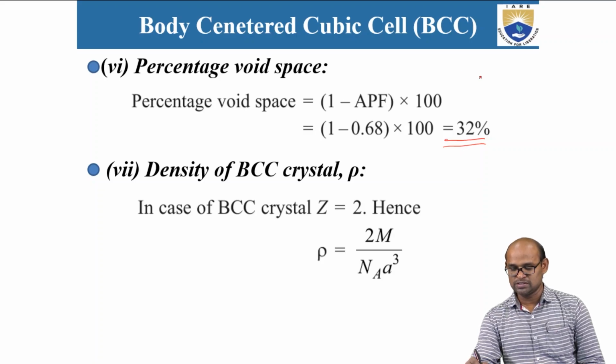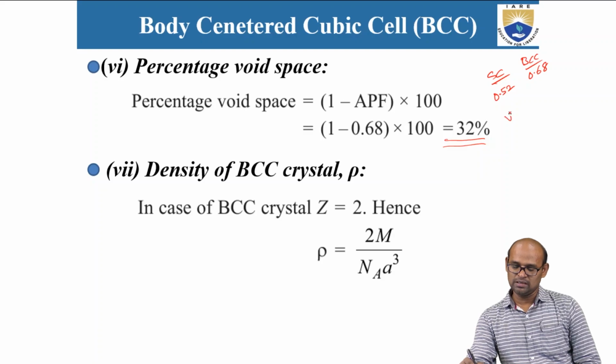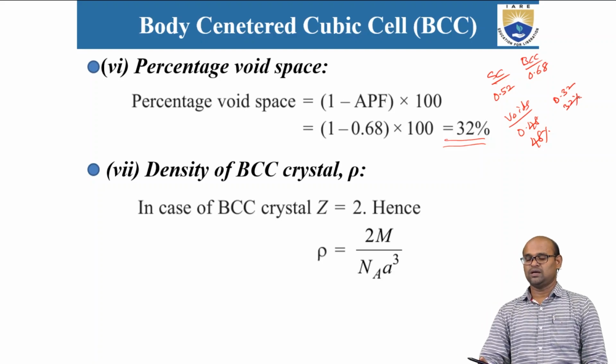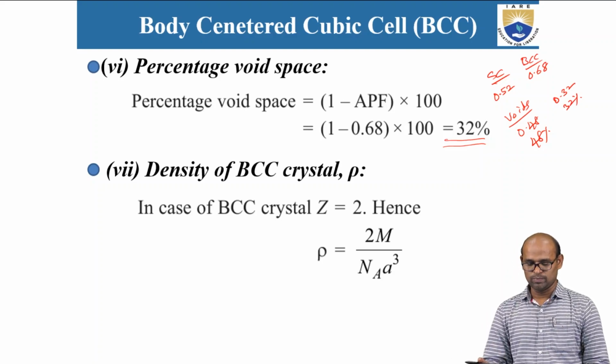So let us just compare the simple cubic unit cell and the BCC unit cell. For the simple cubic unit cell, the occupied volume is 0.52 and for BCC this is 0.68. So what is the void space here? Void space is 0.48 or 48% empty space. In BCC that is 32% or 0.32. So the empty space is less in BCC compared to the simple cubic unit cell.